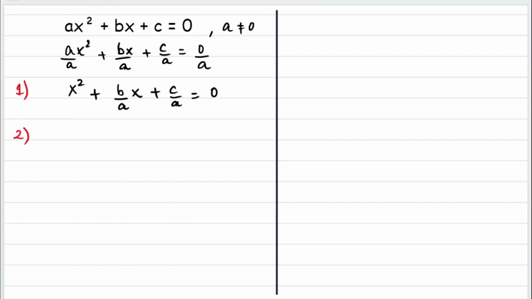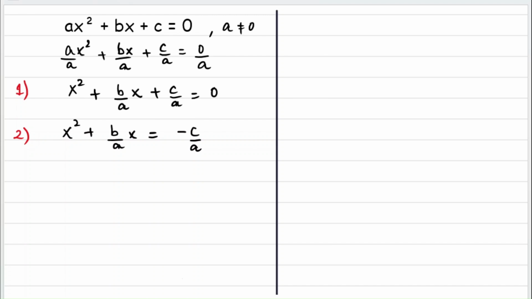My next step is to transfer this constant term c over a to the right side. So x² + (b/a)x = −c/a. Notice that when this is shifted to the right side, plus becomes minus, the signs change.